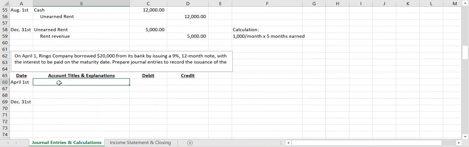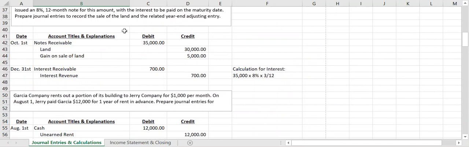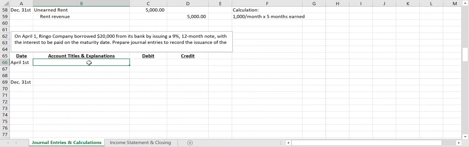And in the last one, it tells us that on April 1st, Ringo Company borrows $20,000 from its bank by issuing a 9% 12-month note with interest to be paid on the maturity date. So again, they want us to prepare those journal entries. So in this situation, we are now borrowing. Unlike what we did back up here, where we were the one that was receiving the note and therefore in the receivable position, we are the one that's issuing the note, meaning that we're going to have to pay back that $20,000 to the bank plus that interest in a year. So what we are borrowing is cash, $20,000 in cash, and we're signing a notes payable.